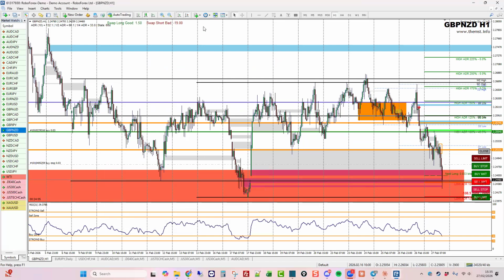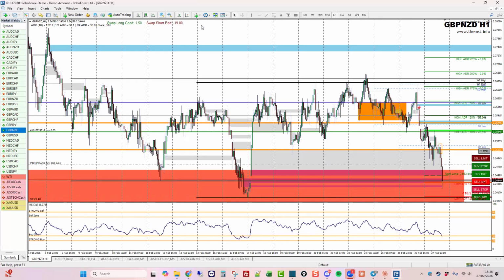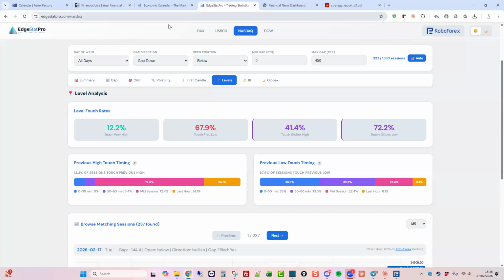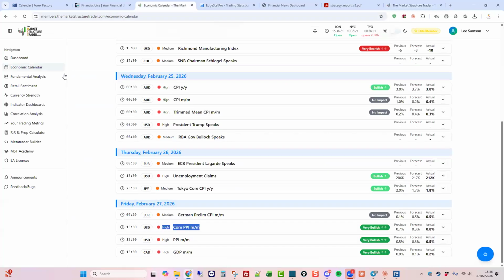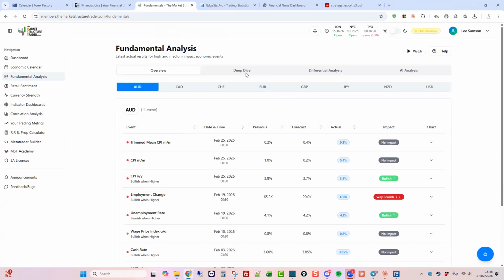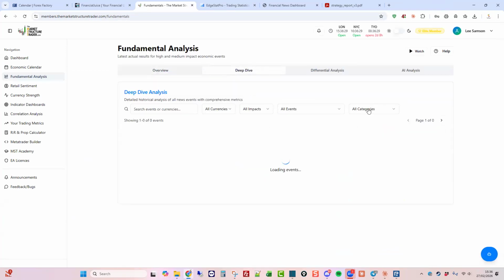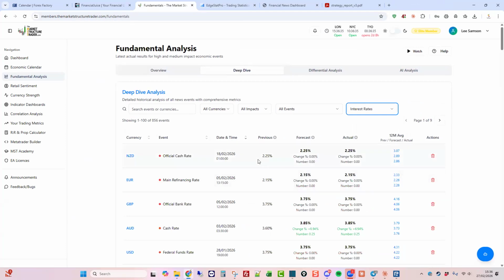Indicators, I think, are the best thing for it. I guess you could do seasonal analysis, but seasonal analysis is only useful if the fundamentals are the same. If you look at the fundamental data on the members site, which I've already got open, and you look at things like interest rates and how they change.